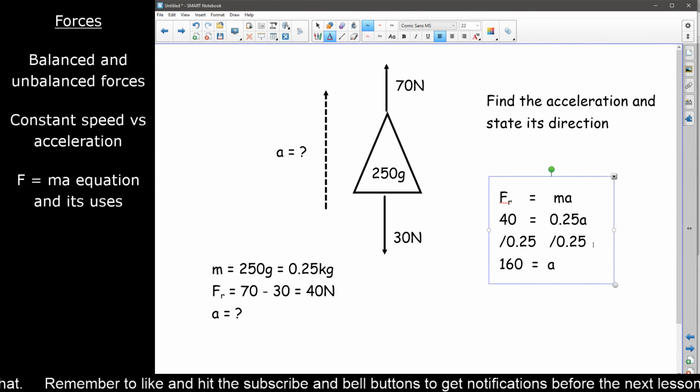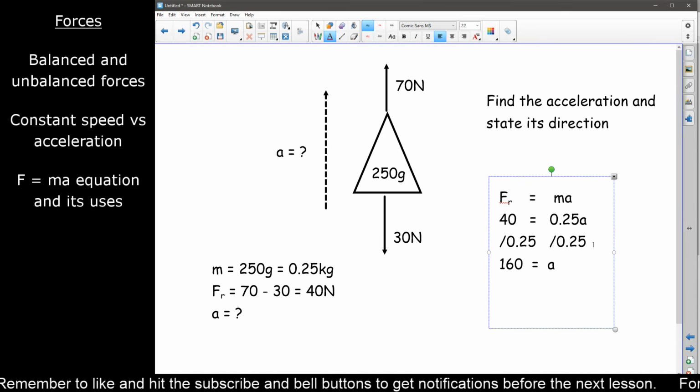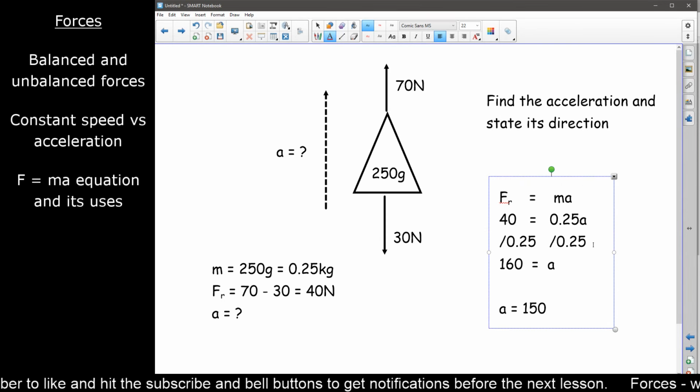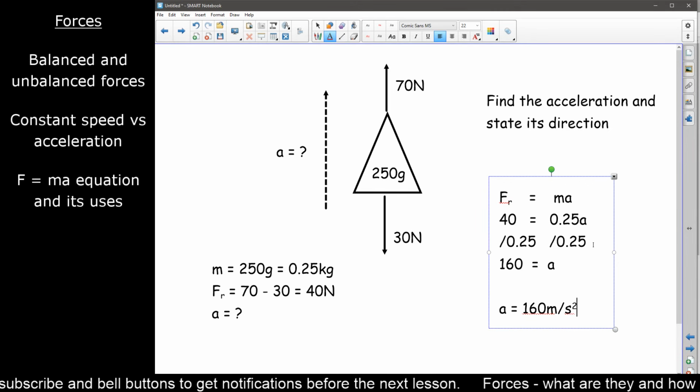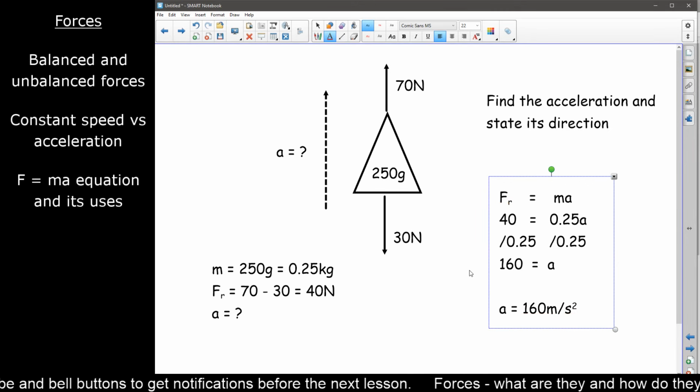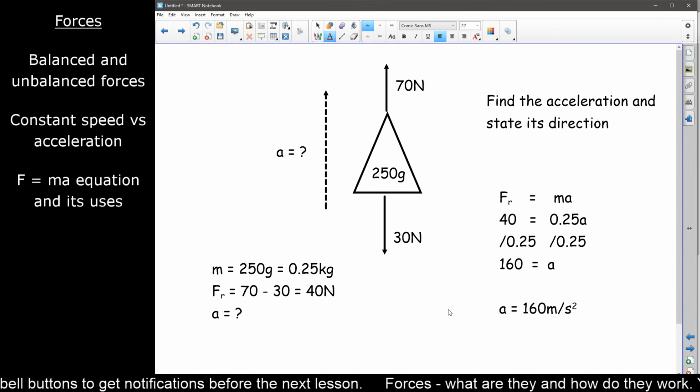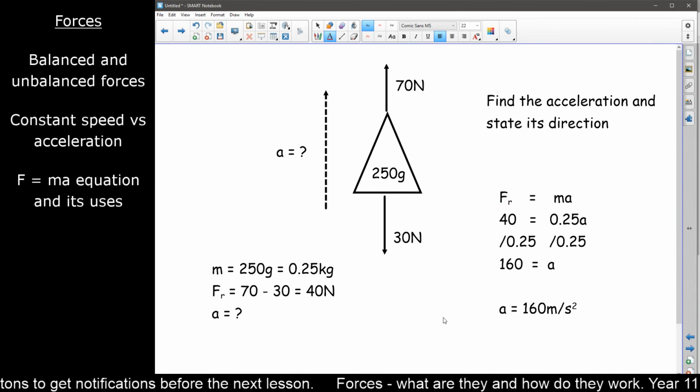So our final answer then is A is equal to 160, and it's meters per second squared. 160 meters per second squared. So this thing's accelerating pretty heavily. Does that make sense to everybody?